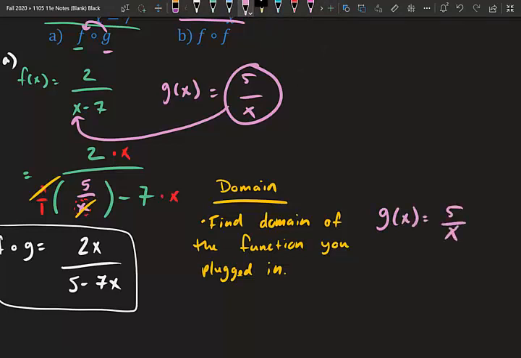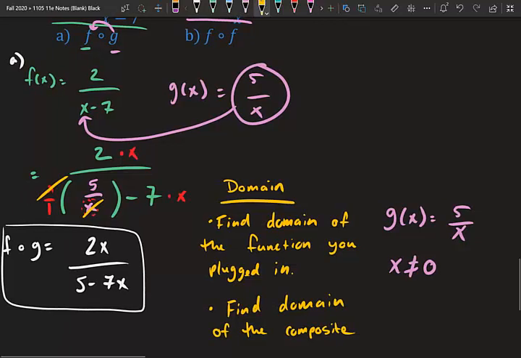Since that's a fraction, the bottom can't be 0. So we say bottom can't be 0. That's it. We can't solve it. X can't be 0. Then our second step is to find the domain of the composite.